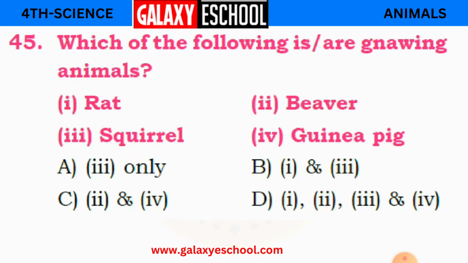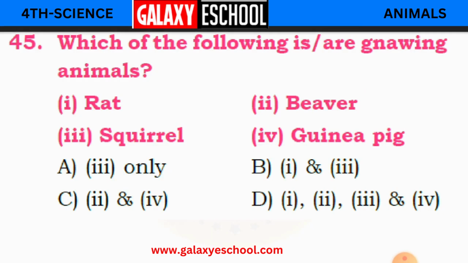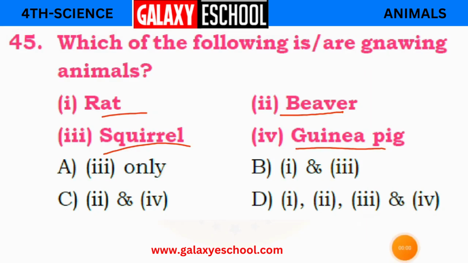45th question. Which of the following are gnawing animals? Whether it is rat, second one is beaver, third one is squirrel, and fourth one is guinea pig. Okay. What is gnawing, children? So here you have been given 4 animals, as we said, rat, beaver, squirrel and guinea pig. What does gnawing mean? Which is going to bite and chew, that is known as gnawing.